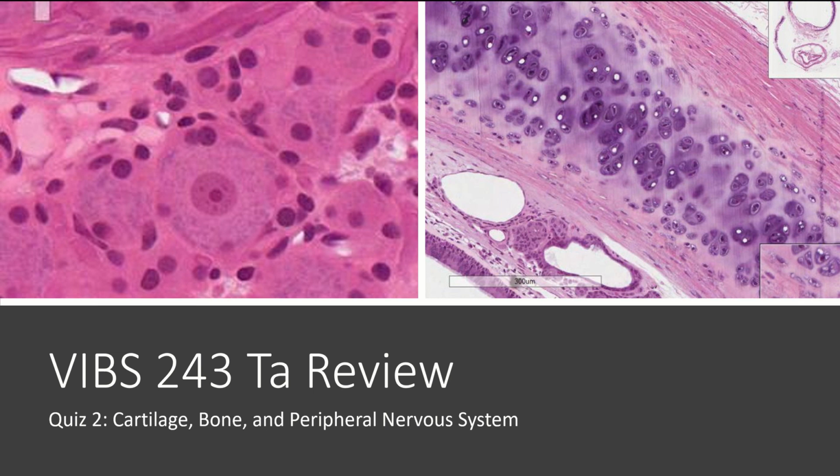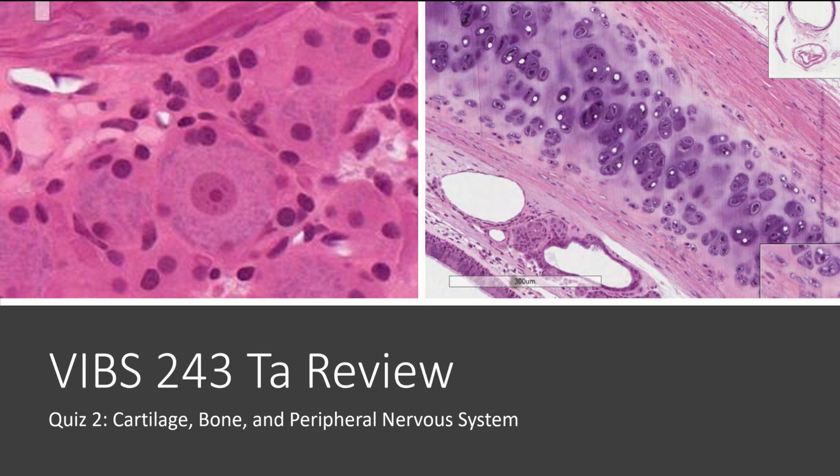So remember last week we learned about two of the big four tissue types. We learned about epithelium and connective tissue. So this week we are going to be adding on another tissue type, so that's going to be nerve. So the peripheral nervous system is what we're going to be learning about.